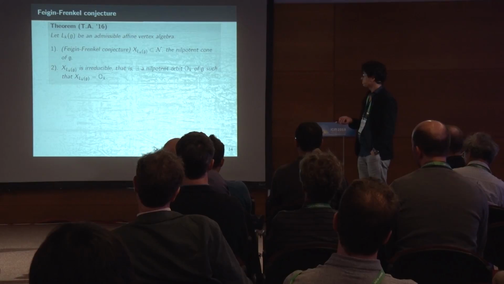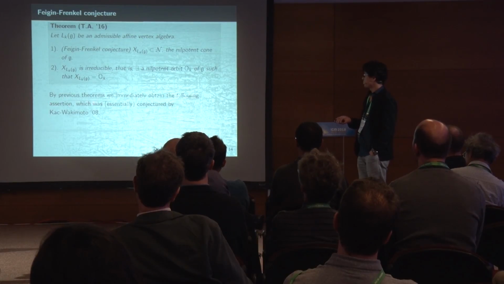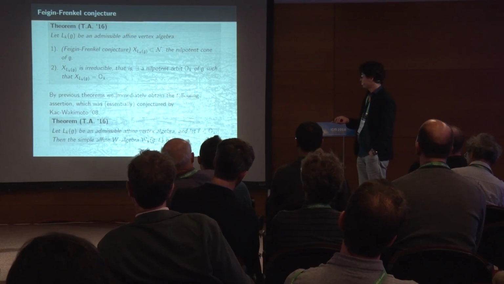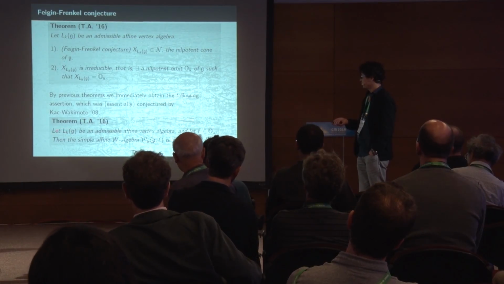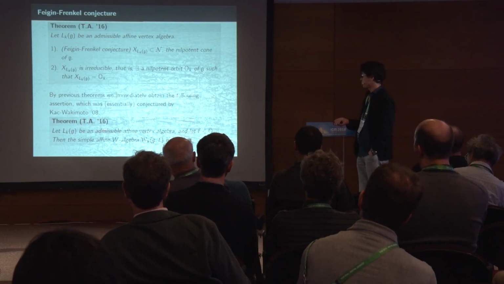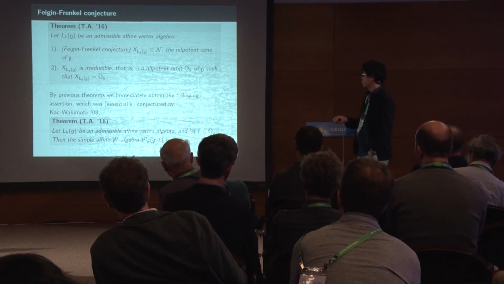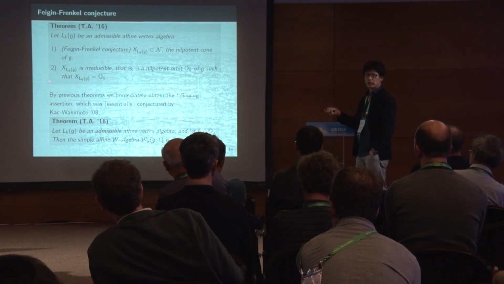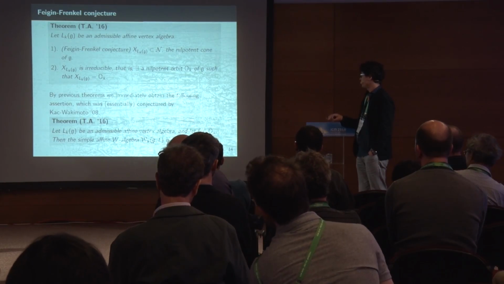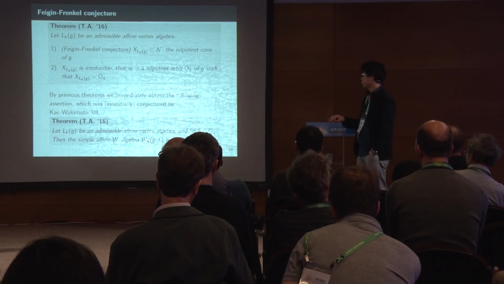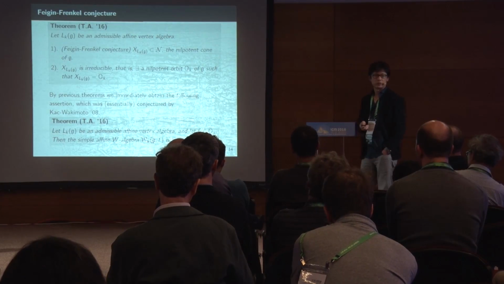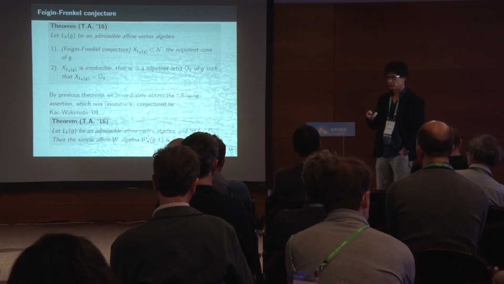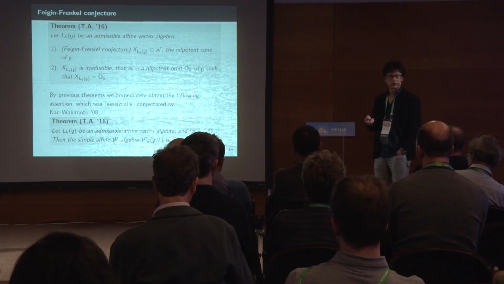So by previous theorems, we immediately obtain the following statement. So if L_k(g) is an admissible affine vertex algebra, there is some nilpotent orbit whose closure is the associated variety. And if you take a nilpotent element from there, you obtain at least a simple affine W-algebra. So each admissible affine vertex algebra produces exactly one such simple W-algebra.